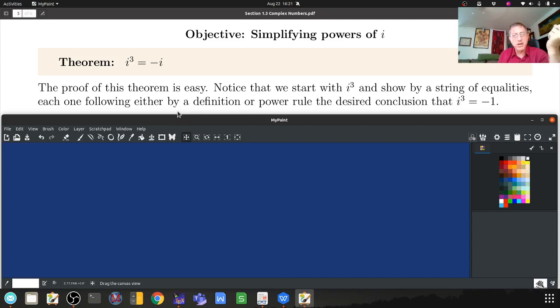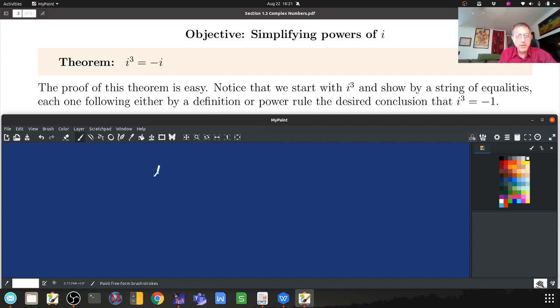So theorems are to mathematics like theories are to science, except a theorem in mathematics is much stronger. If the conditions of the theorem are true, then the conclusion of the theorem must be true. There is no possibility for it to be false. So in this case, I give you a theorem, and that theorem just states i cubed is equal to minus i. So let's actually prove this theorem.